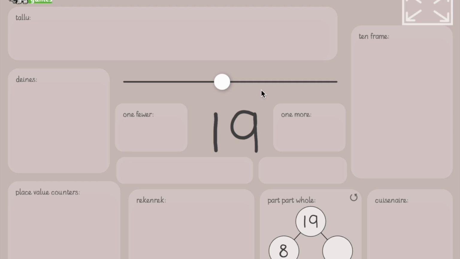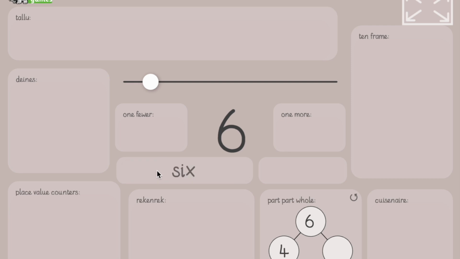What's the number of the day going to be? It is 6. That's right. How do you spell the number 6? See if you can write it in. 5, 4, 3, 2, 1. 6. S-I-X. 6. What is 1 fewer than 6?